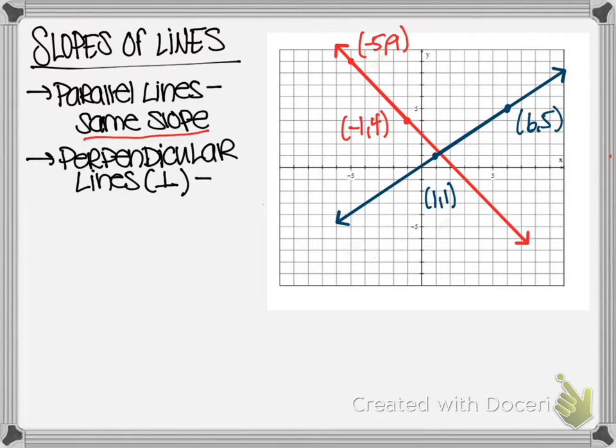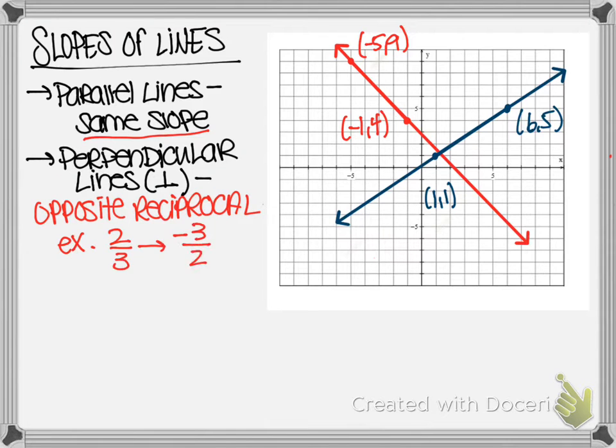But perpendicular lines, these are lines that when we check their slope, they have opposite reciprocal slopes. So an example of this would be 2/3, our fraction, and then opposite would mean I make it negative, and then reciprocal means I flip our numerator and denominator, so 3/2.